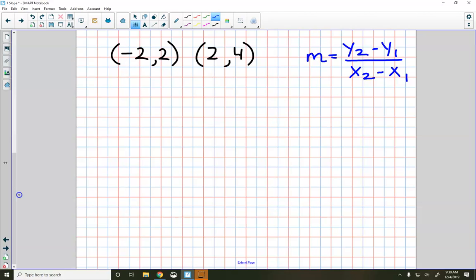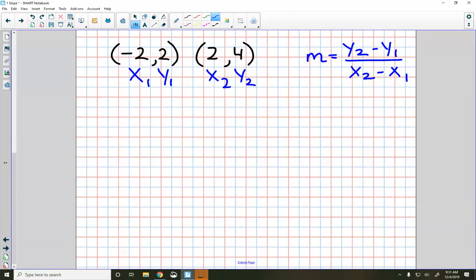The first letter in a coordinate is x. Good. So -2 is going to be our x sub 1 because it's always x comma y in a coordinate, and it's our first x. That means the 2 is going to be y sub 1 because it's the first coordinate and it's the first y. We move over to (2, 4). This is x sub 2 because it's the second x in the coordinate, and this is y sub 2. Does that make sense so far?